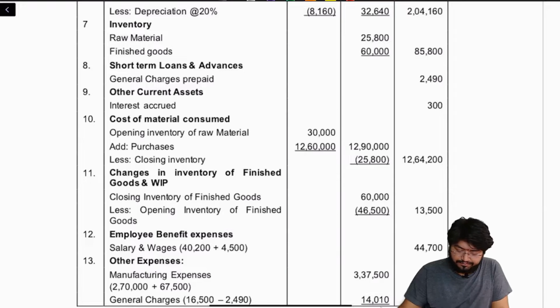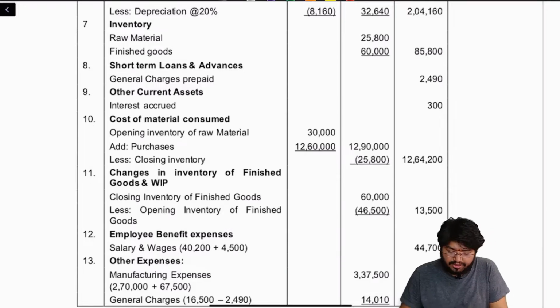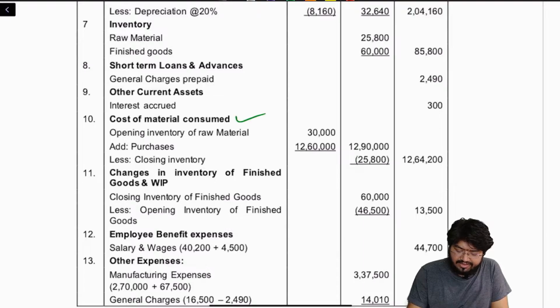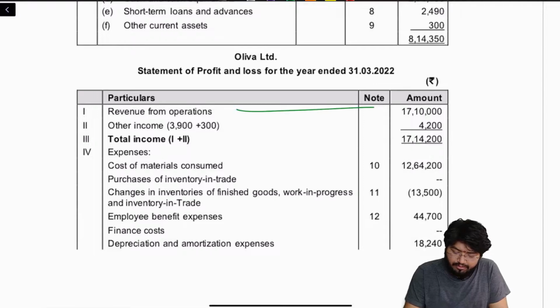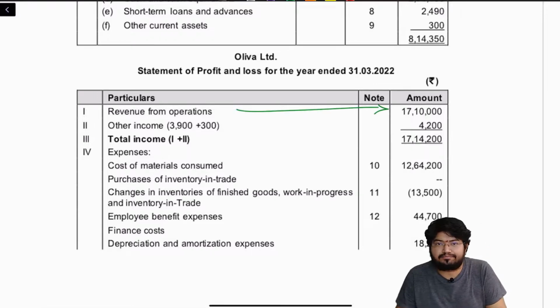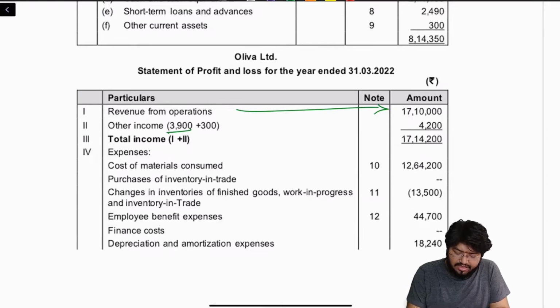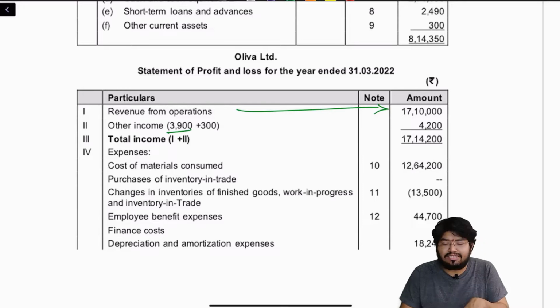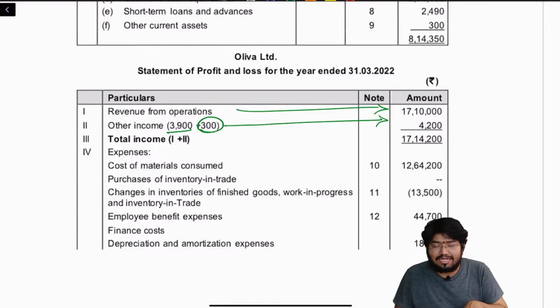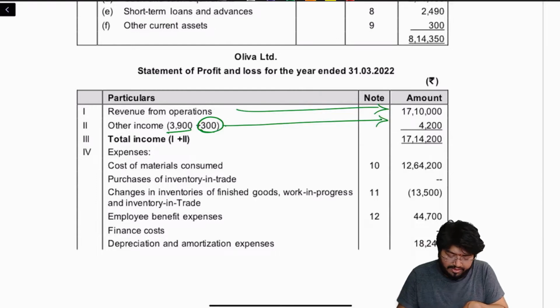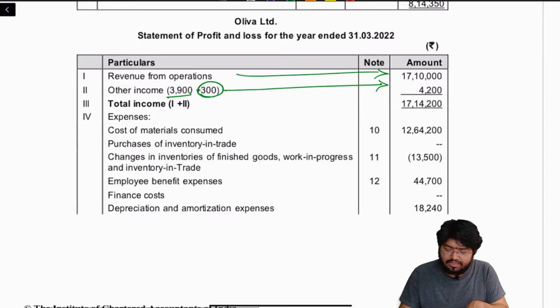All right. So cost of raw material consumed, the first item he has given here, because in your P&L you would start with your revenue from operations, which is nothing but your sales. Okay, and then other income, it is given as 3,900, and he says in the adjustment 300 got accrued. Okay, to the extent of accrued you have added here, and you would show it as an income or you would show it as an asset in your balance sheet because you are yet to receive it. Okay, then expenses, cost of material consumed 12,64,000.